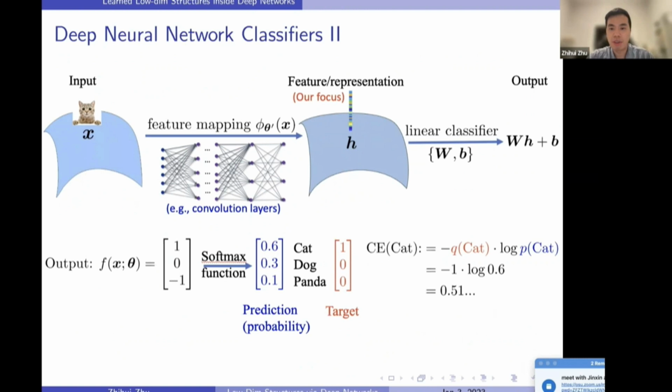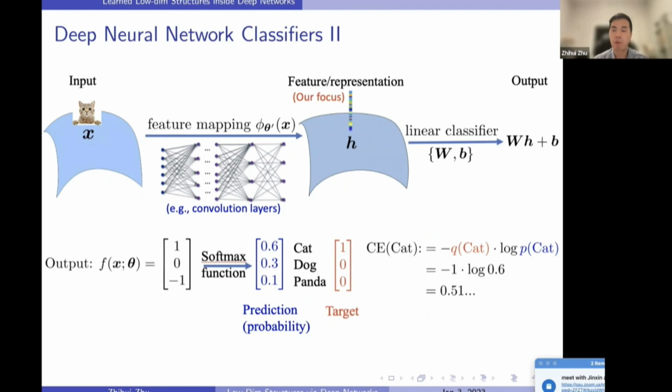If you are not familiar with cross-entropy loss, here is a simple formulation of how we calculate the cross-entropy loss between the network output and the one-hot labeling vectors. For example, if the network output is 1, 0, negative 1, we first apply the so-called softmax function to transform this into a distribution, which basically maps the first element to 60%, which says this input has a 60% chance of being a cat, 13% being a dog, and 10% being a panda.